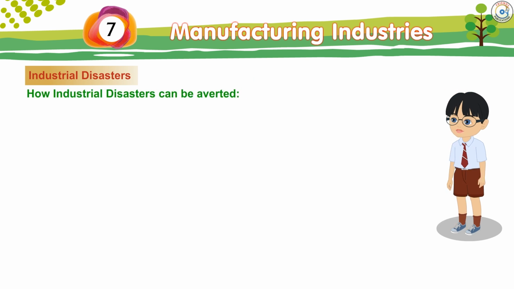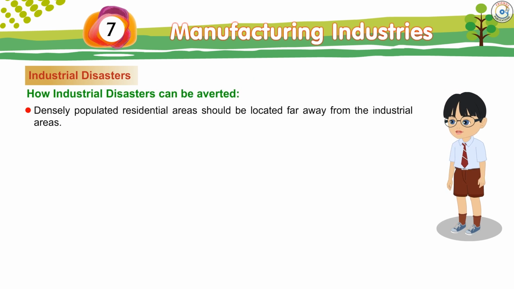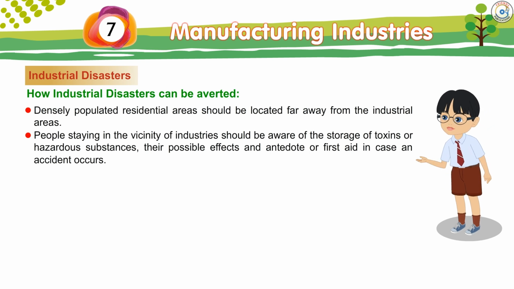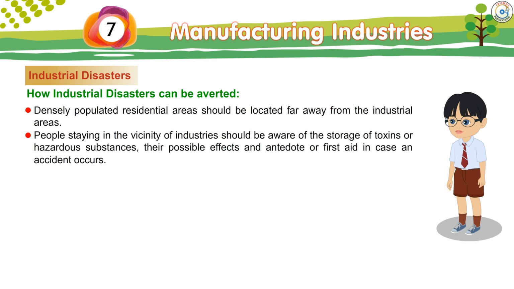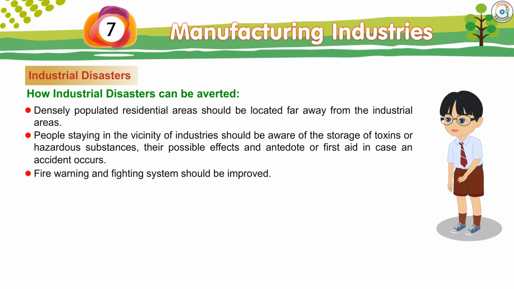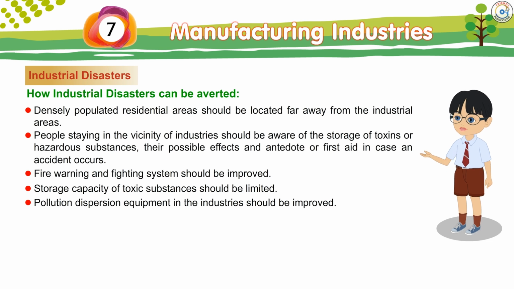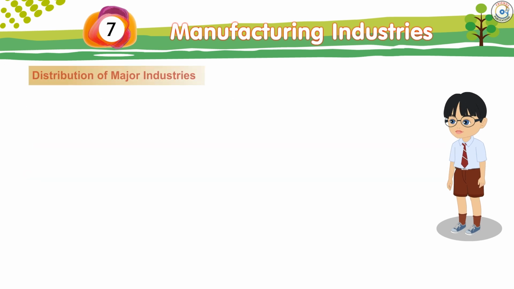How can industrial disasters be averted? Densely populated residential areas should be located far away from industrial areas. People staying in the vicinity of industries should be aware of the storage of toxins or hazardous substances, their possible effects and antidote, or first aid in case an accident occurs. Fire warning and fighting systems should be improved. Storage capacity of toxic substances should be limited. Pollution dispersion equipment in the industries should be improved.